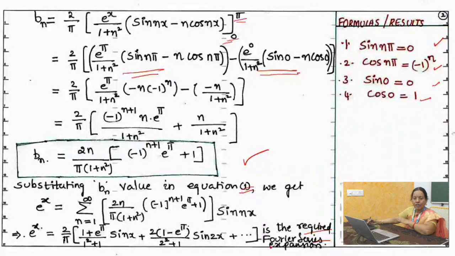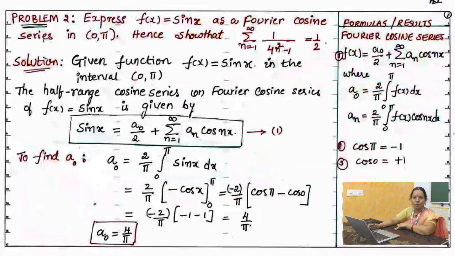Is it clear? Just identify the formula. First, what type of function is it? And what they asked, half range sine series or half range cosine series? If it is half range sine, then take the corresponding formula, calculate the value of Bn, substitute it. You get the result. Now, move to the second problem.